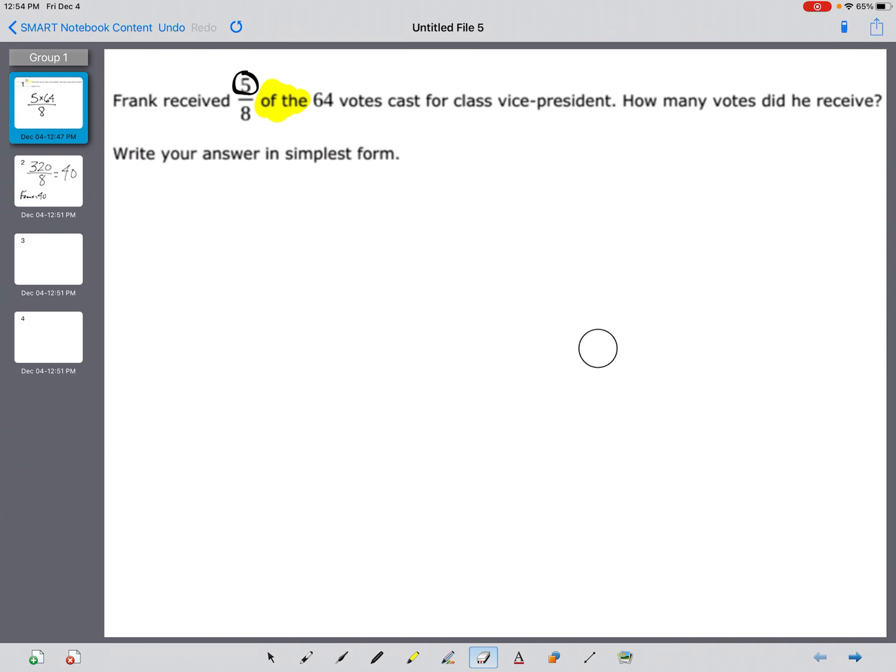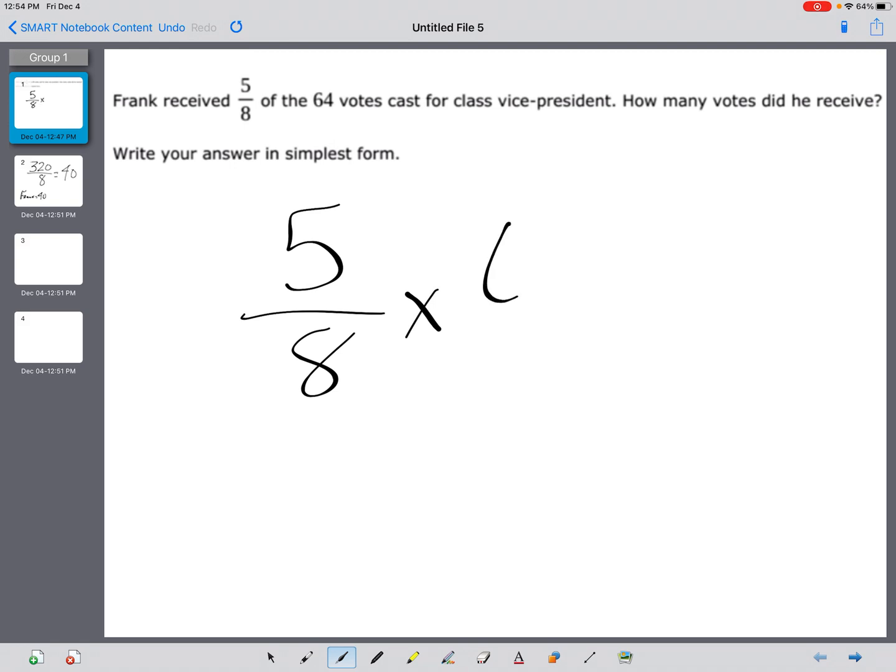Now, there is an alternative way to do this, and this will work for some people. You probably already know how to do it this way. But what you could do is take the 5/8 and also put the 64 over 1 and then just multiply two fractions.